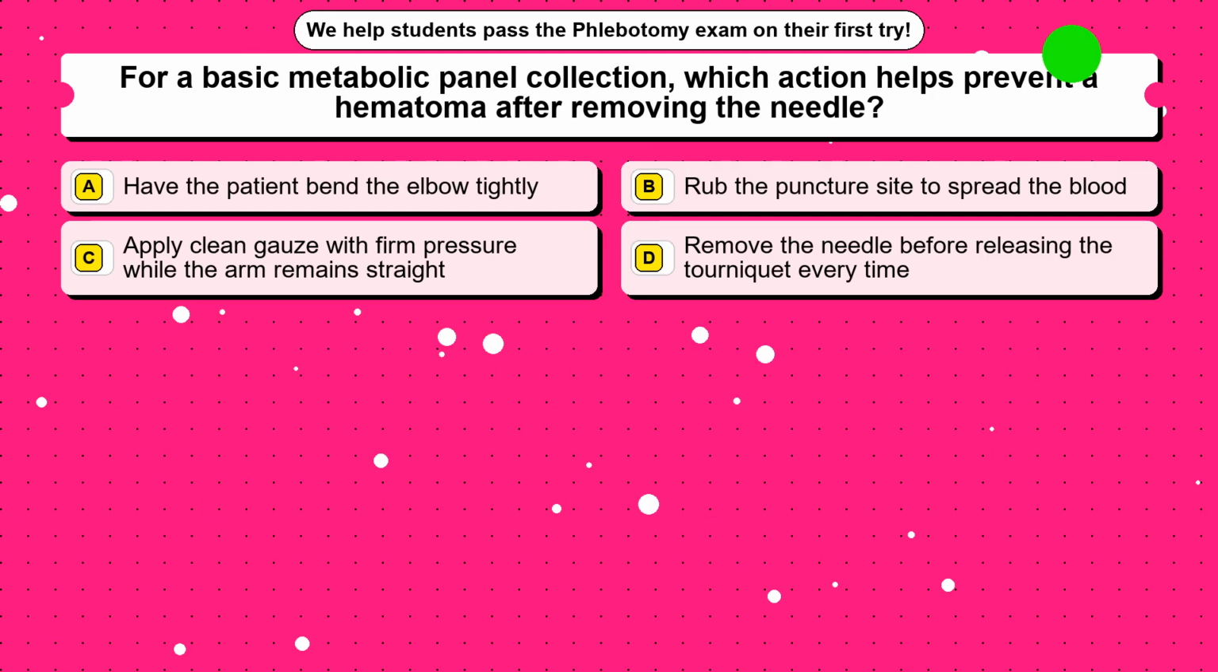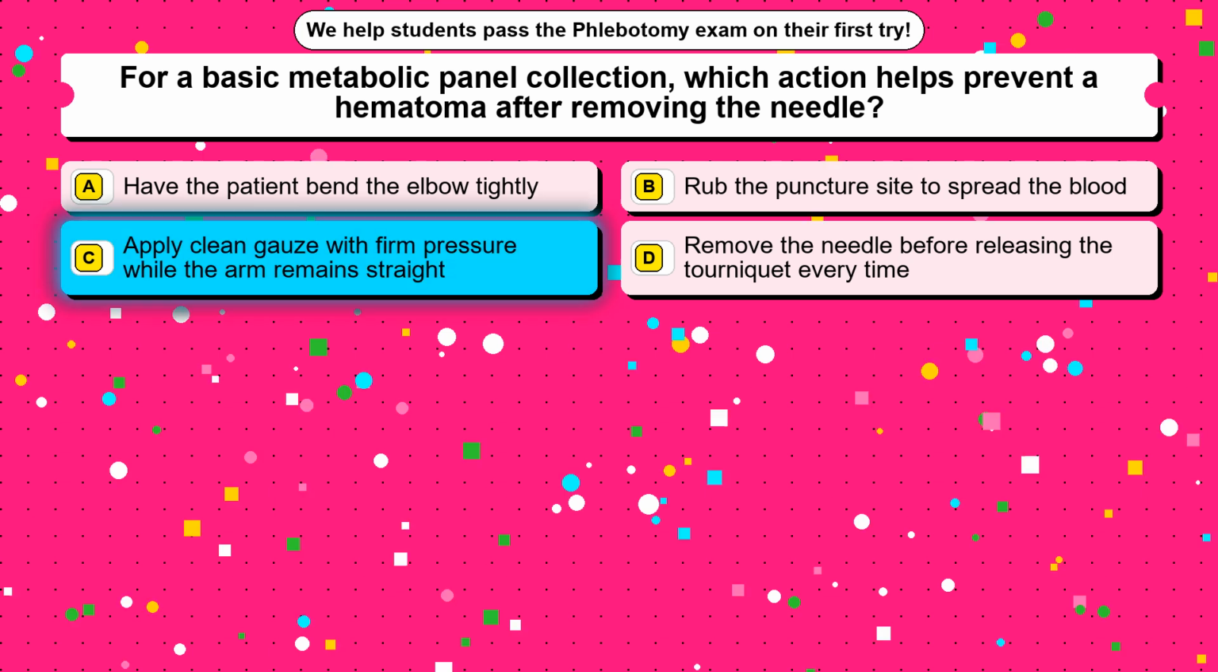Question 18. For a basic metabolic panel collection, which action helps prevent a hematoma after removing the needle? Option A. Have the patient bend the elbow tightly. Option B. Rub the puncture site to spread the blood. Option C. Apply clean gauze with firm pressure while the arm remains straight. Option D. Remove the needle before releasing the tourniquet every time.